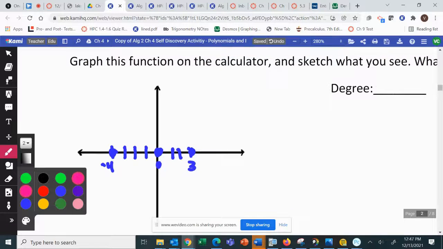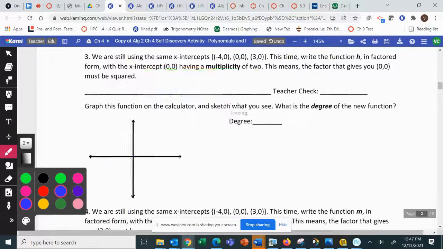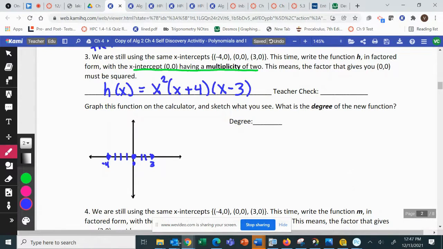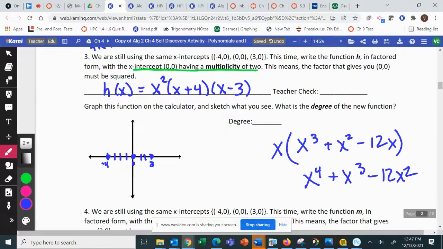We need to know our degree. So you can multiply these all together. When we multiplied the 3 of them, we got x cubed plus x squared minus 12x. This one, I would have to multiply by 1 more x. So I'd get x to the 4th plus x to the 3rd minus 12x squared. Again, I didn't even need to finish multiplying all of it out because I just need to know the highest power for the degree. So what is that highest power? 4. The degree is 4.